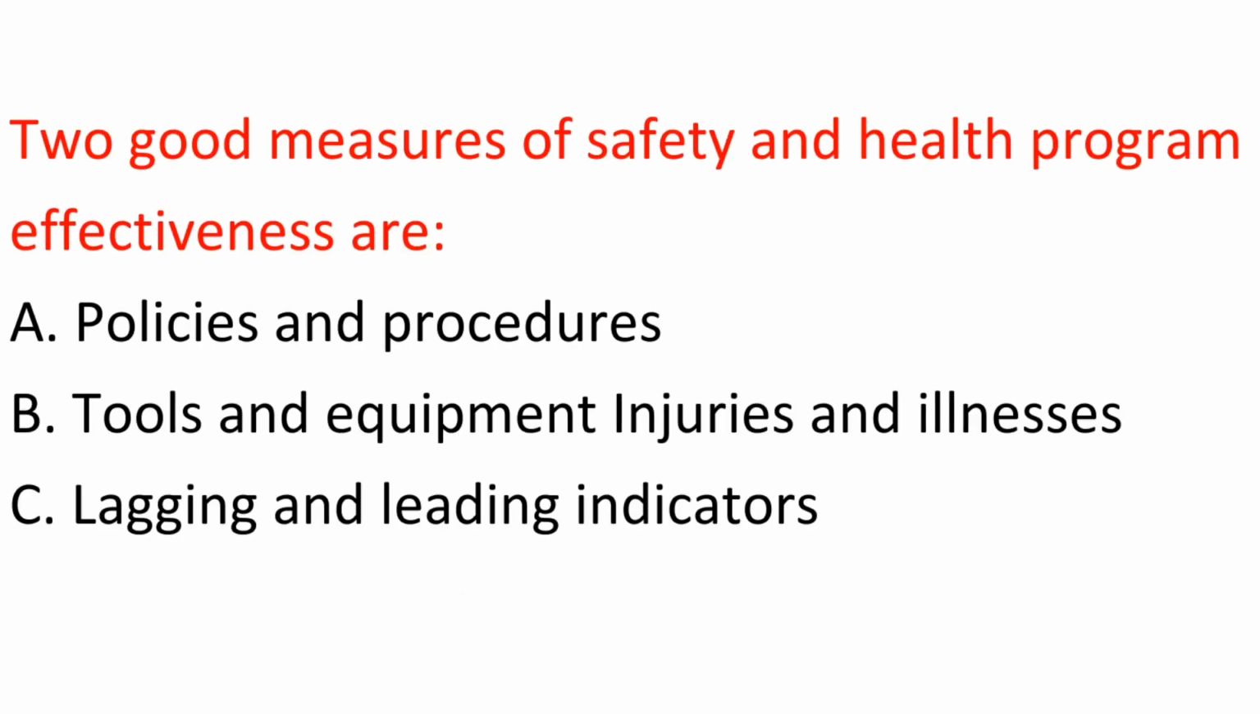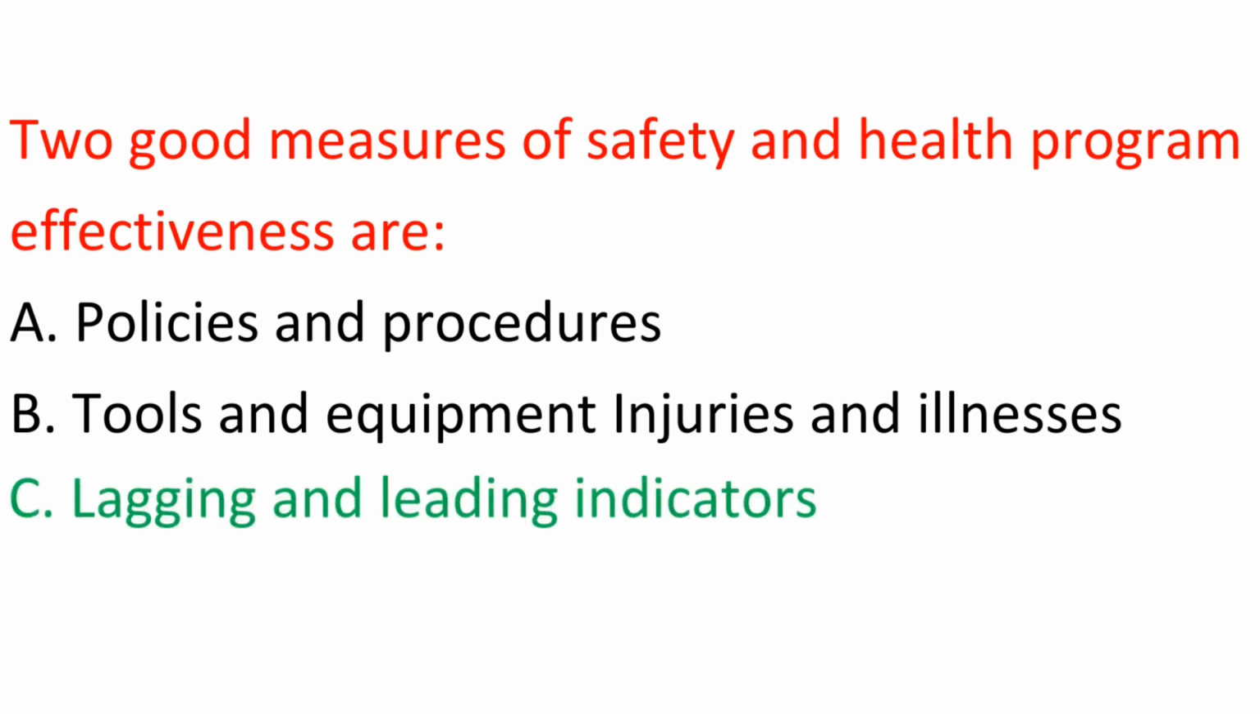Question. Two good measures of safety and health program effectiveness are: A. Policies and procedures. B. Tools and equipment. Injuries and illnesses. C. Lagging and leading indicators. Answer. C. Lagging and leading indicators.